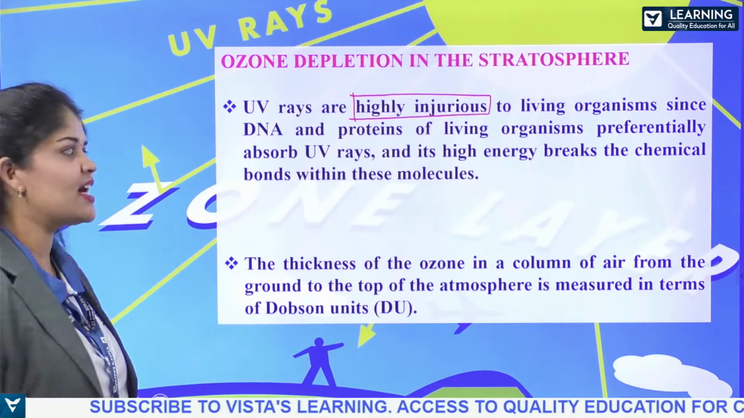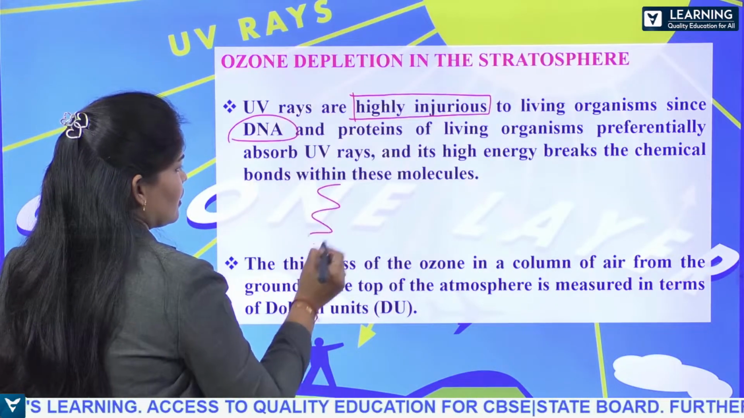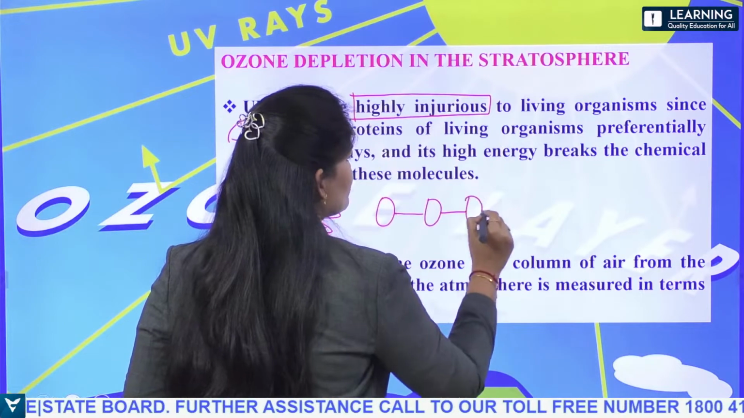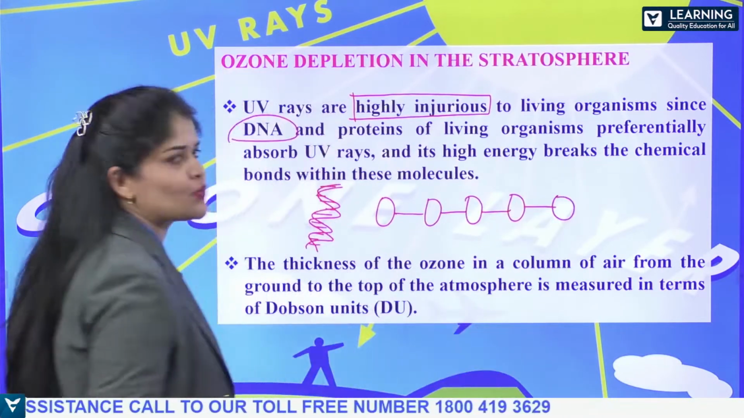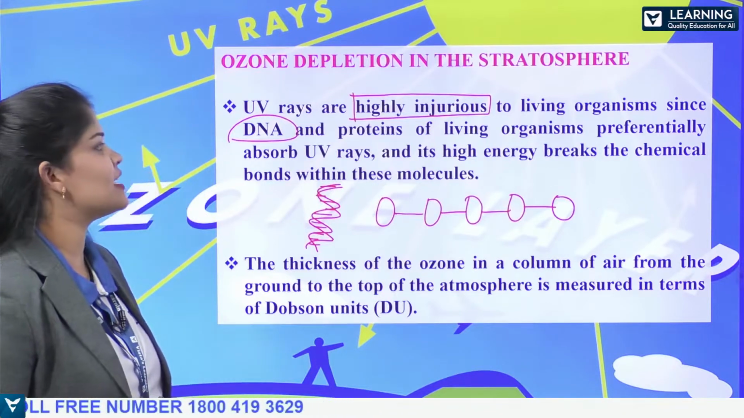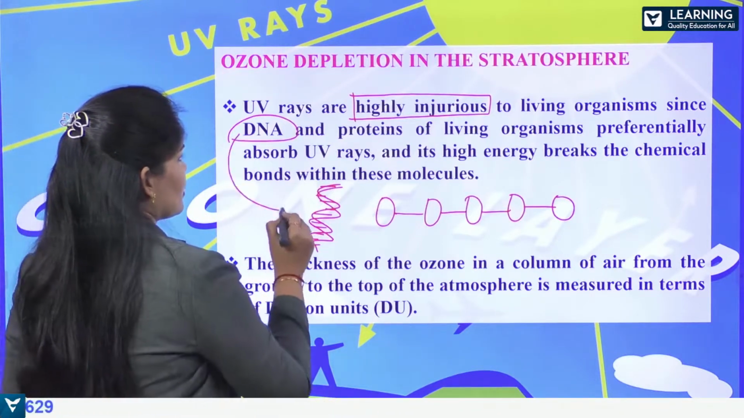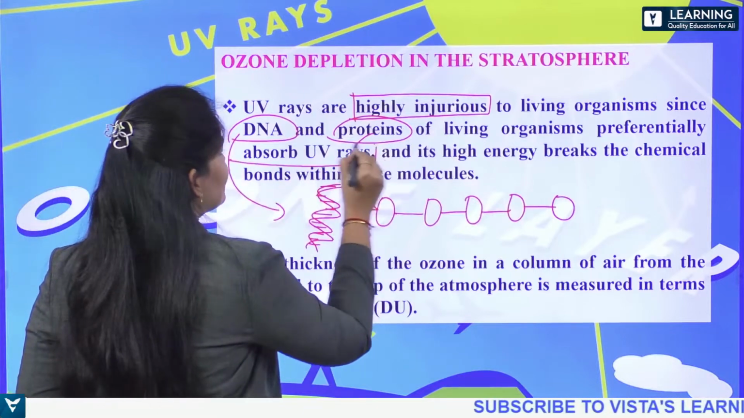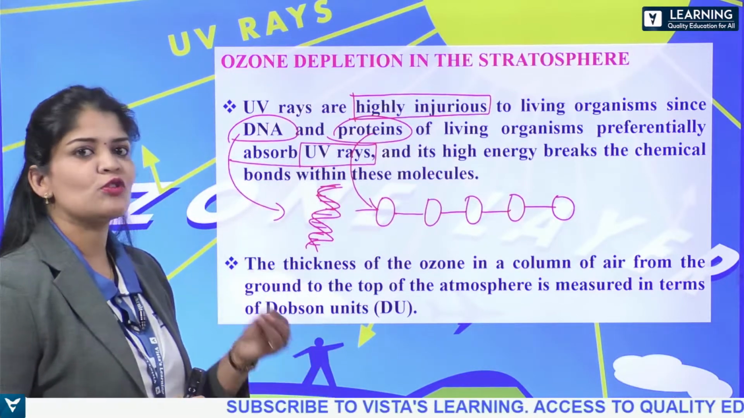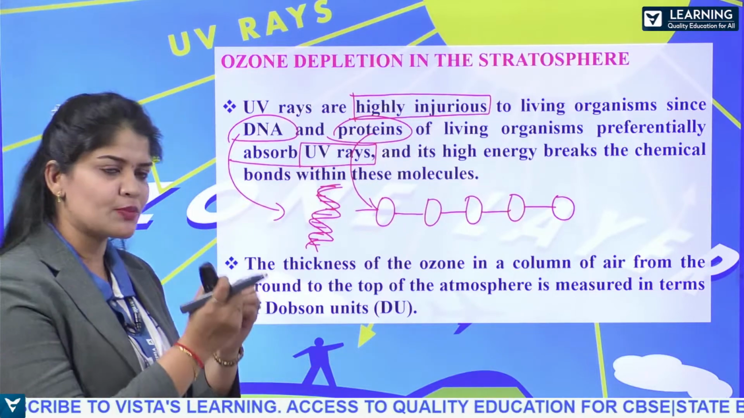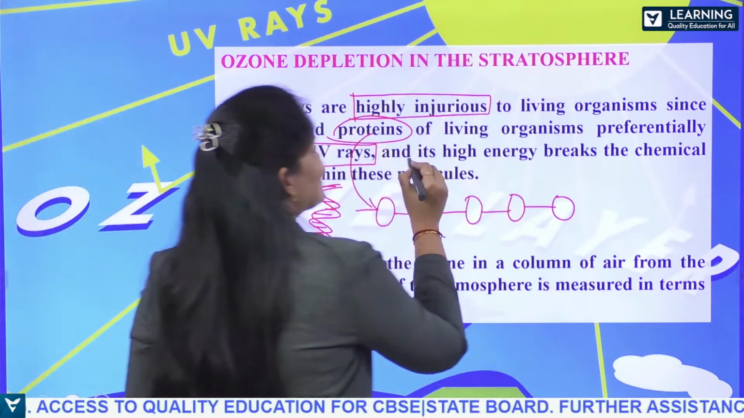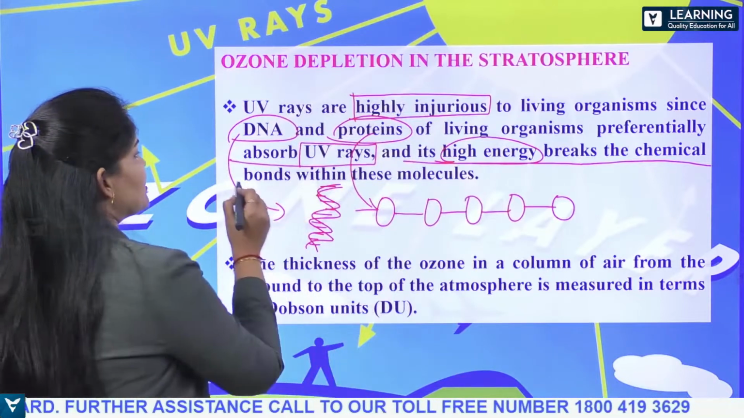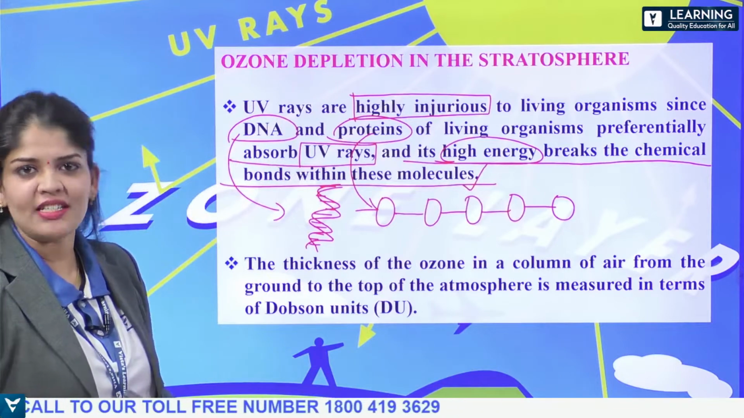injurious, harmful to living organisms, since DNA and protein molecules, which are made up of amino acids, are affected. As we already know, amino acids act as the building blocks of proteins, right? Since the DNA and proteins of living organisms preferentially absorb UV rays, the high energy present in the UV rays is going to break the bonds present in the DNA as well as protein structures.